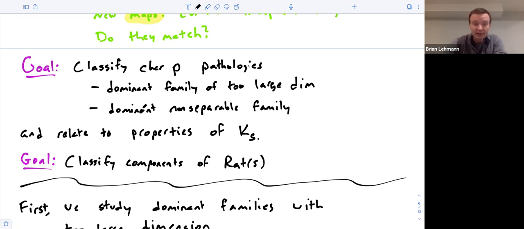And then we'd also like to get some handle on the dominant inseparable families of rational curves, as we talked about before. And the hope is that both of these pathologies are controlled by properties of the canonical divisor. And then once we've handled these pathologies, maybe we'd like to also classify components. I'm not going to do this for every del Pezzo surface, but maybe for most del Pezzo surfaces, we can classify the components of the parameter space of curves.